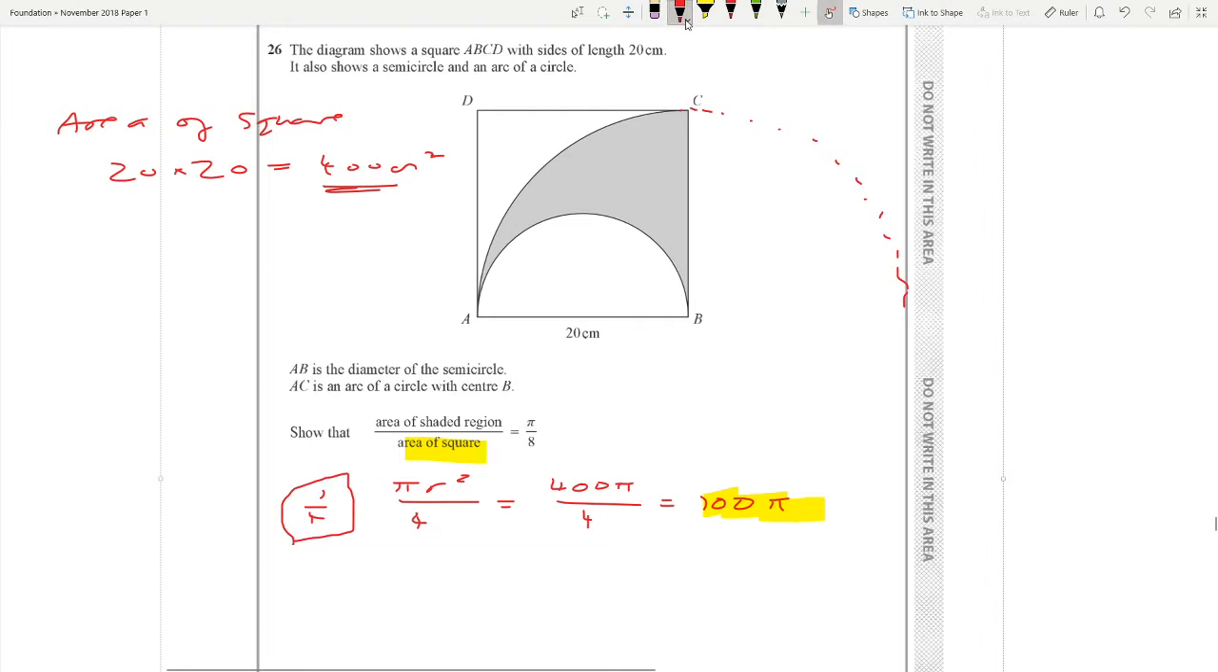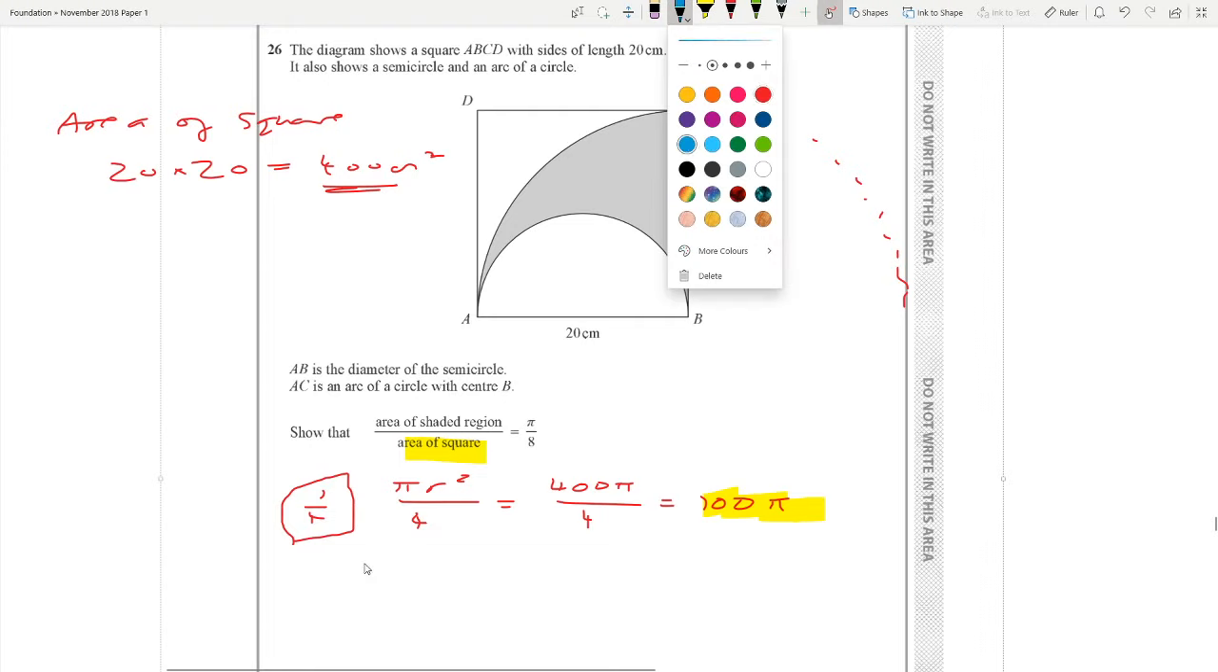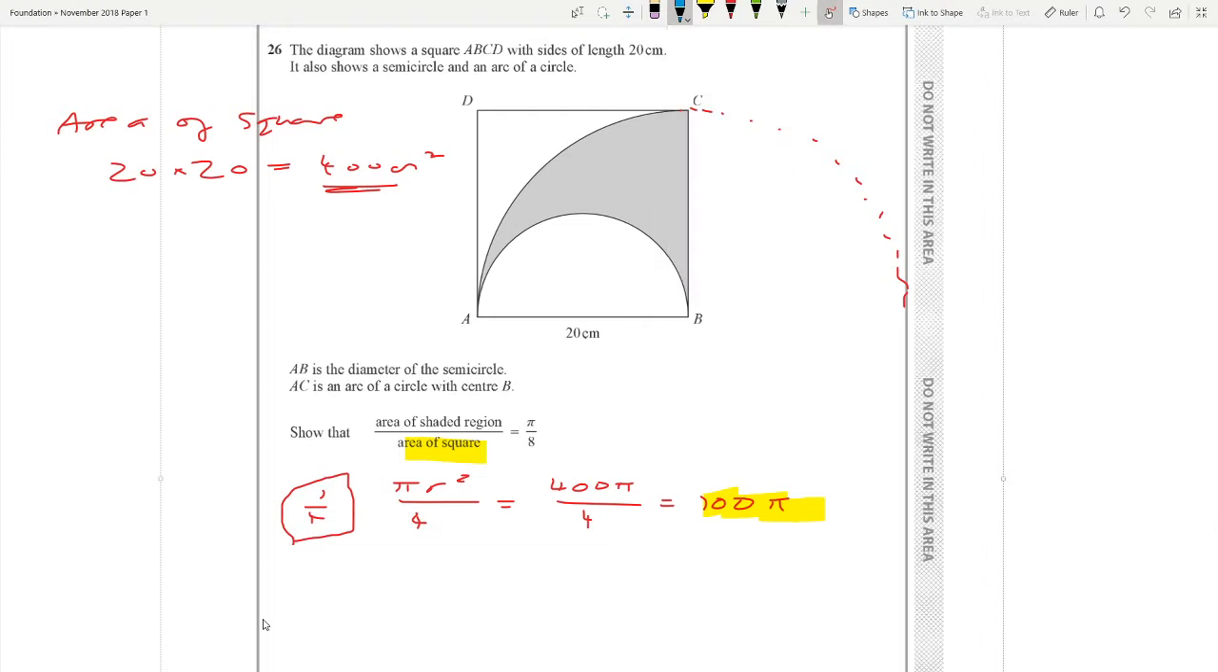Okay, let's work out the area of the semicircle. Let's see if I can draw that for you. Now for the semicircle, this 20 is not a radius, is it? It's a diameter. So in order to get the radius, we need to half the diameter. So the radius is just going to be 10 centimeters. So this is going to be pi r squared.